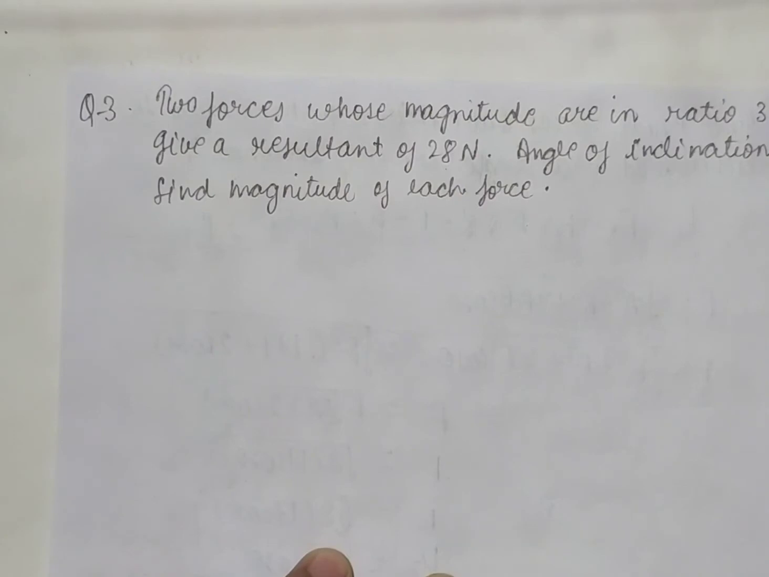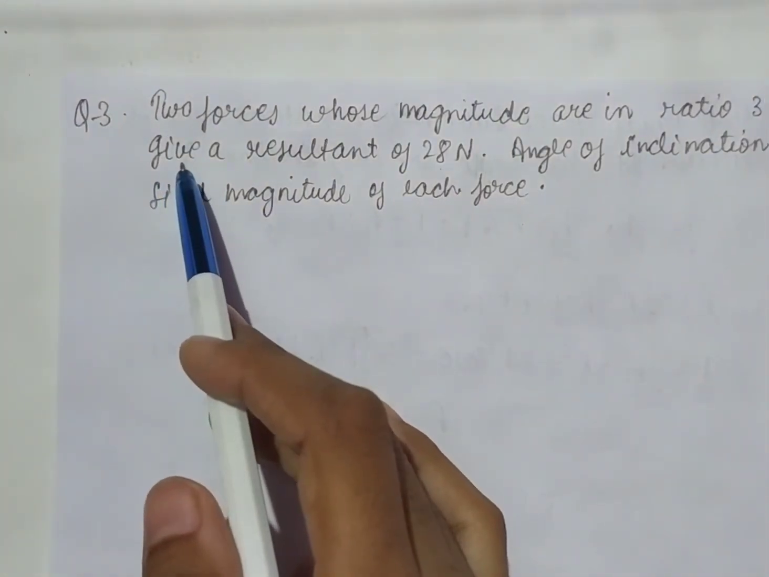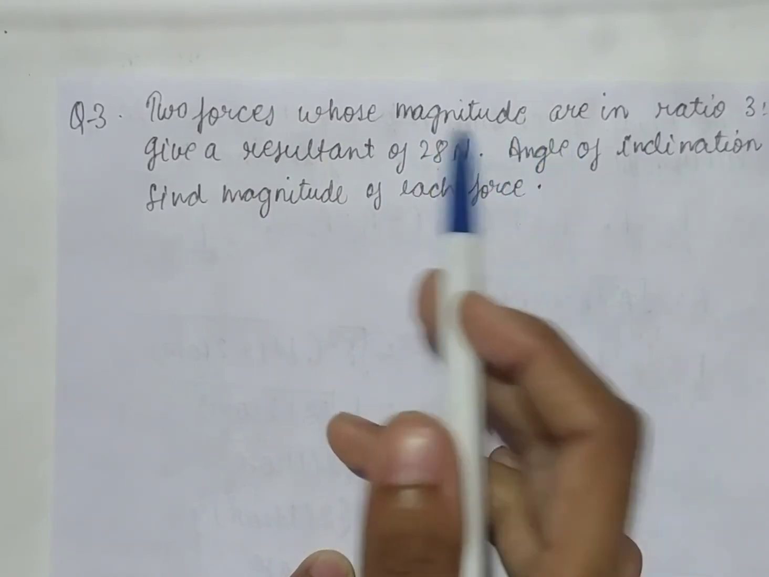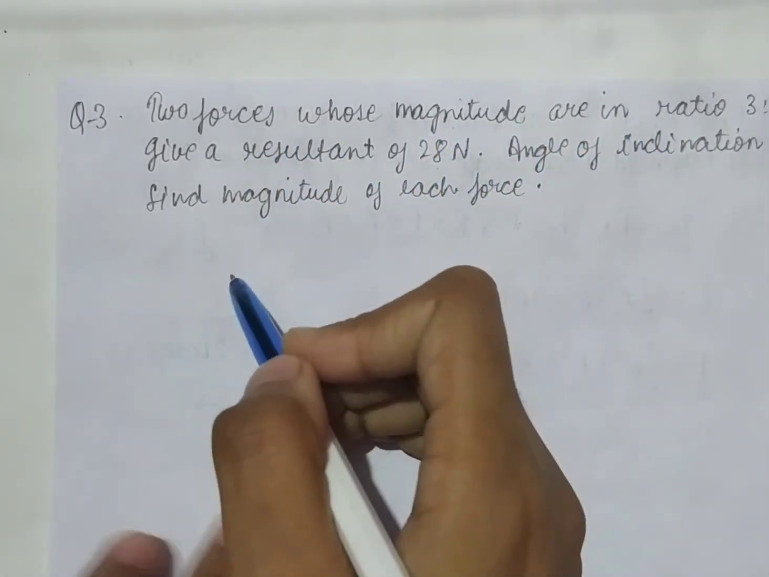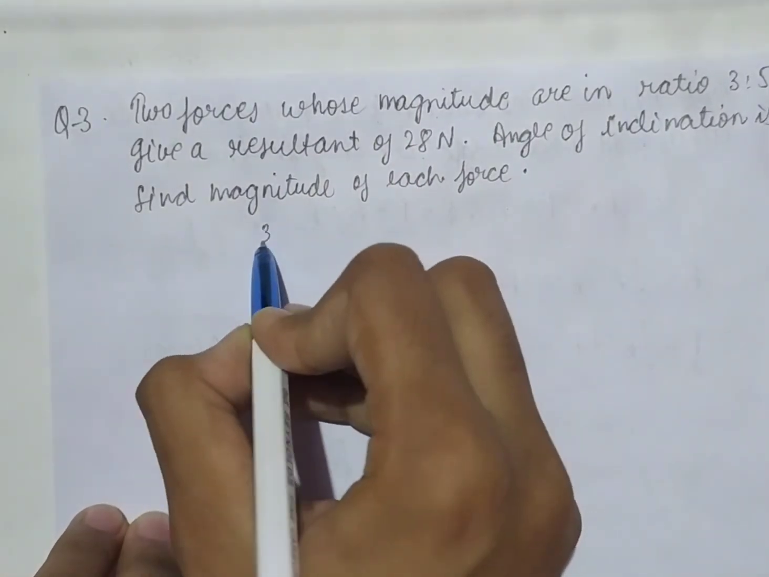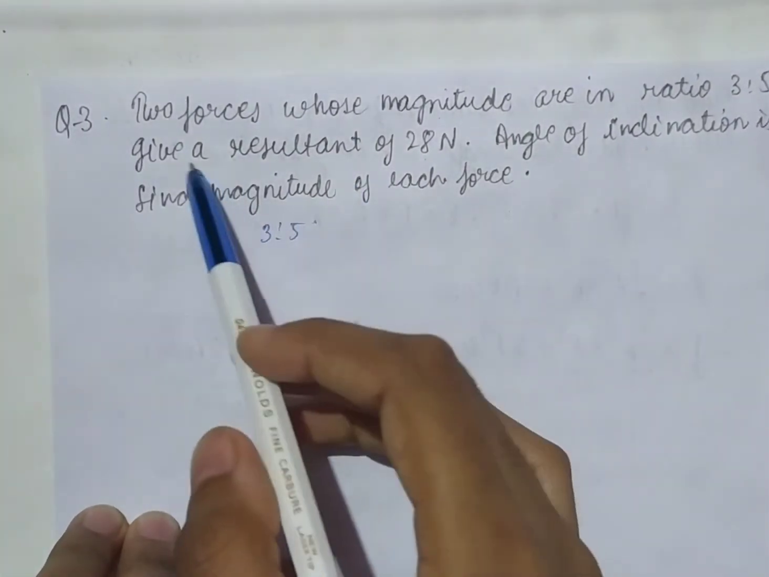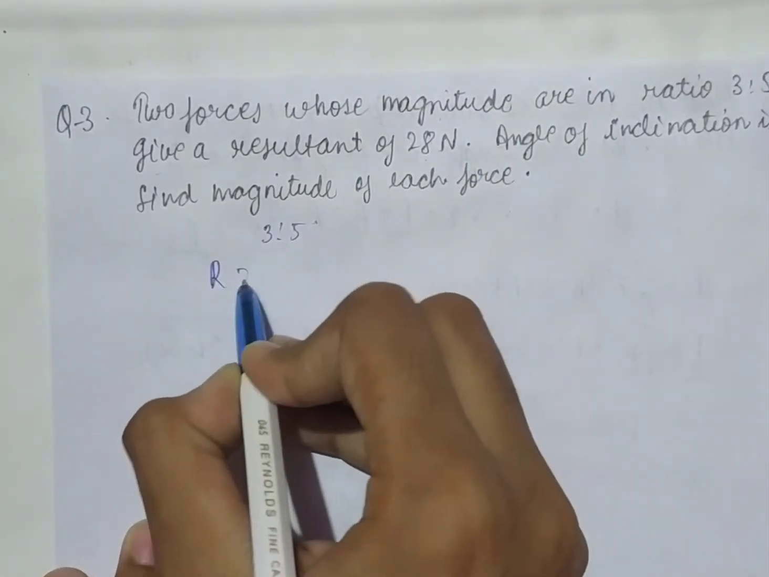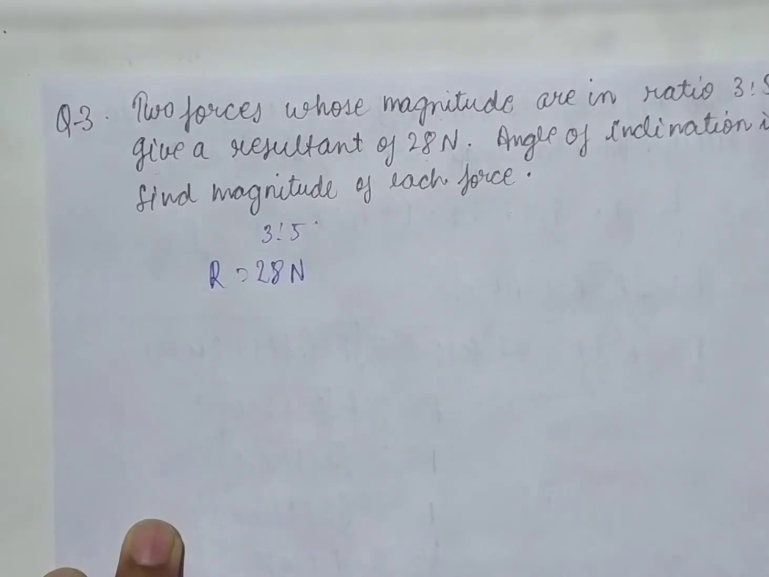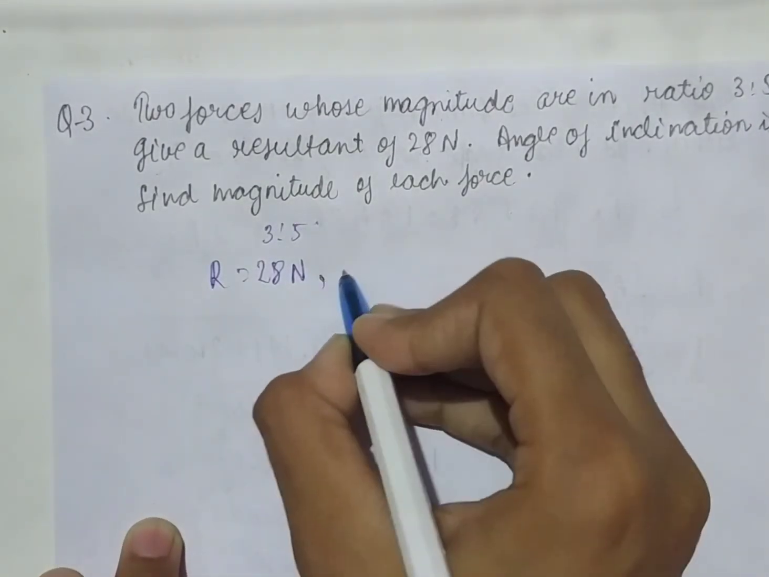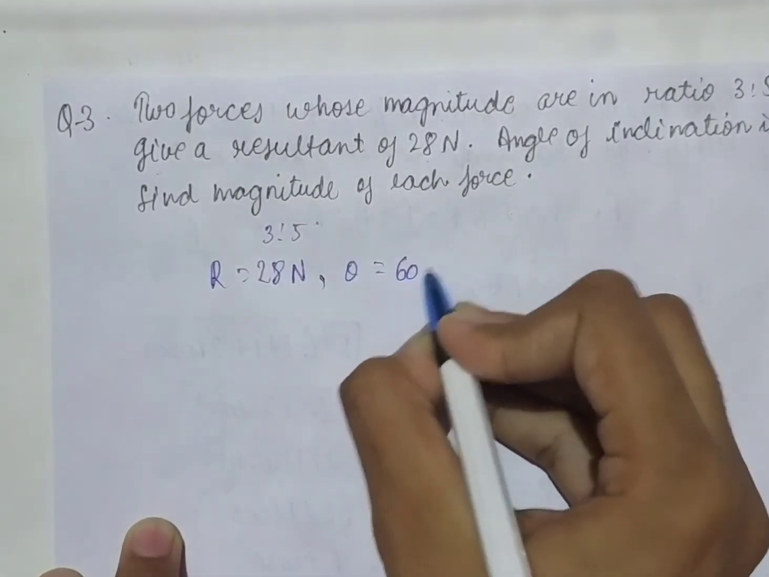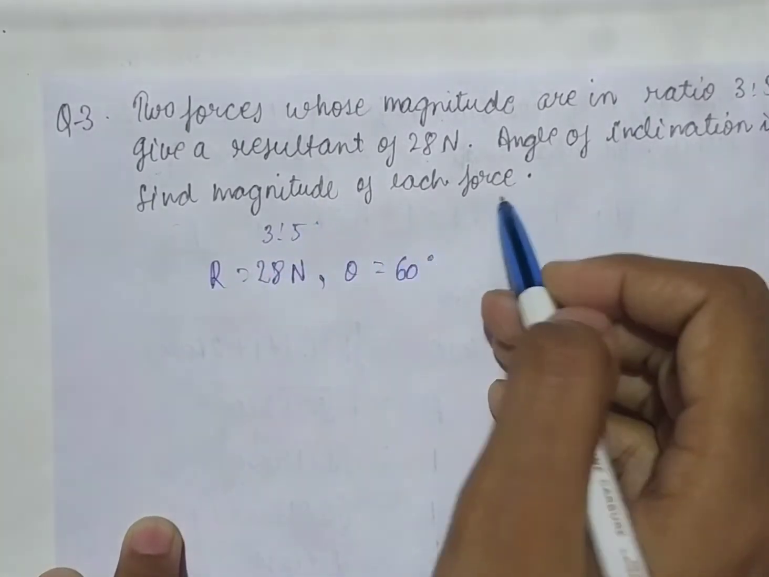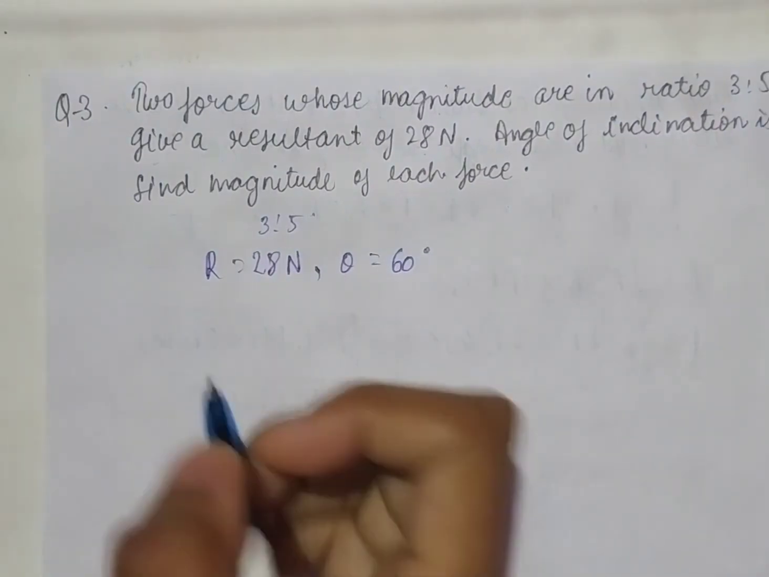Now let us take the next question: two forces whose magnitudes are in the ratio 3:5, and they give a resultant of 28 Newton. The resultant given to us is 28 Newton, and the angle of inclination, that is the angle theta, given to us is 60 degrees. And what we have to find is the magnitude of each force. So how can we proceed?